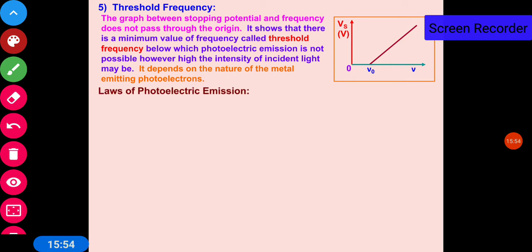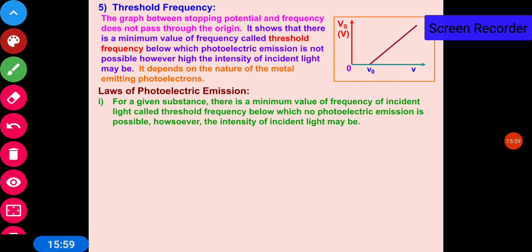On the basis of these observations, the laws of photoelectric emission have been designed. These are: for a given substance there is a minimum value of the frequency of incident light called threshold frequency, below which no photoelectric emission is possible, however the intensity of incident light may be. That means the intensity of the incident light may be whatever, means whatever number of photons may fall on the metal, but if the energy of each photon is not above the threshold frequency, it will not eject the photoelectrons.